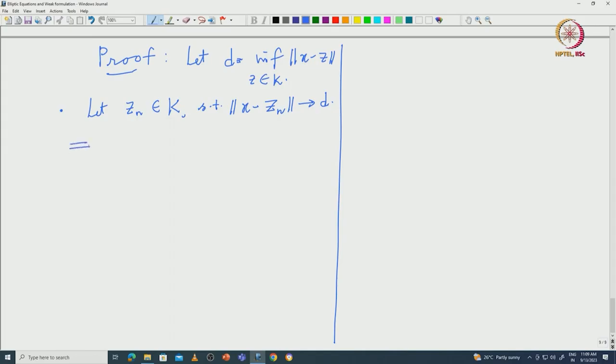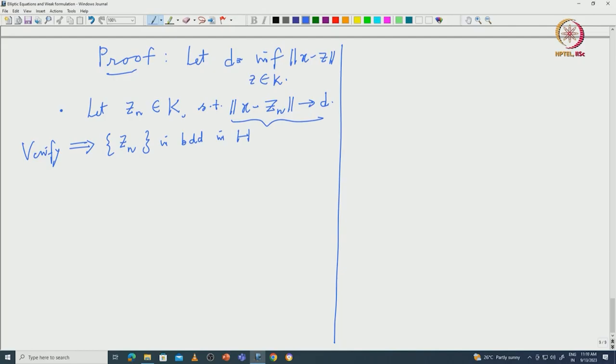So, that is what you are basically proving. From here it is immediate that Zn is bounded in k, of course bounded in h or k, whatever it is, that is trivial. If Zn is unbounded, so you verify this. If you have not understood something, it is better to verify, because if Zn goes to infinity, x minus z is a fixed quantity, the norm of x minus Zn will go to infinity. So, that is not true, D is a finite quantity.